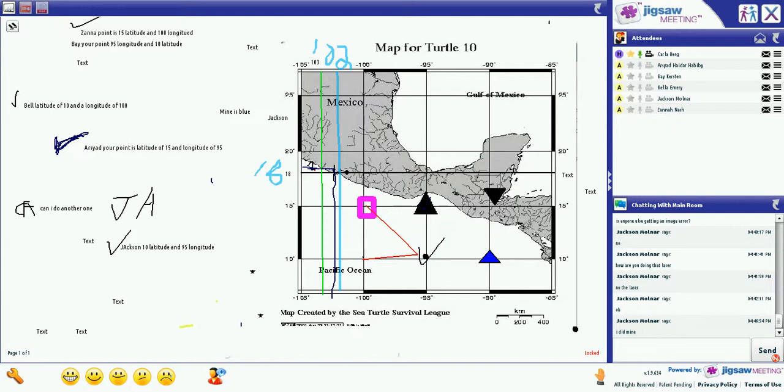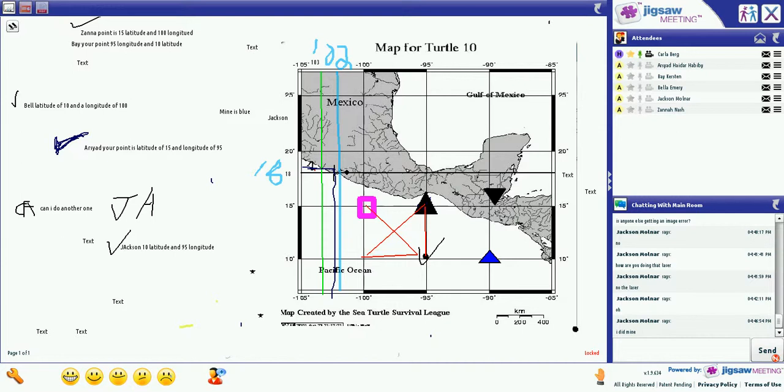Then he went to Arsad, which is 95 degrees longitude and 15, he went up here. And then he went down to Jackson, who is 10 degrees latitude and 95 degrees longitude. And that was the track of our sea turtle.